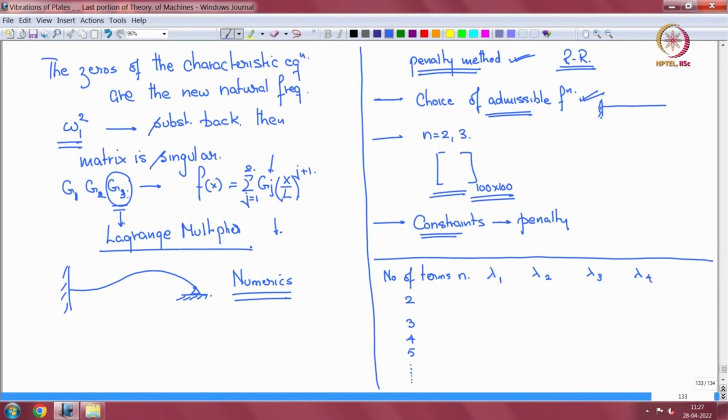And what is it? This lambda is L times the fourth root of m omega square by E I, where m is mass per unit length. So those values, if you take 2 terms, it is 4.5270. This is numerics on the Lagrange multiplier method. So this is what we put a constraint here using a Lagrange multiplier. So first natural frequency, second natural frequency and so forth.